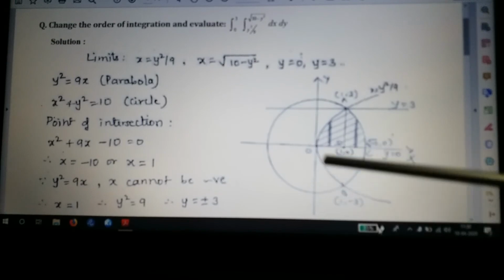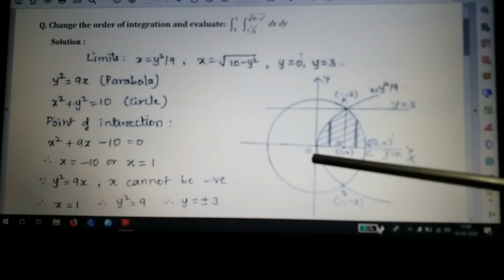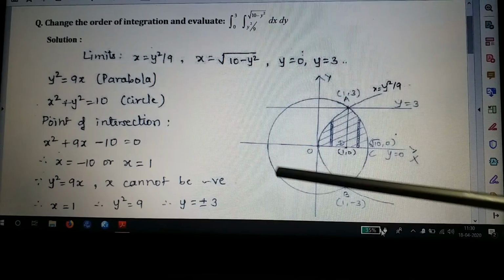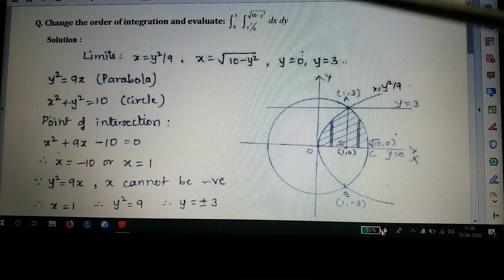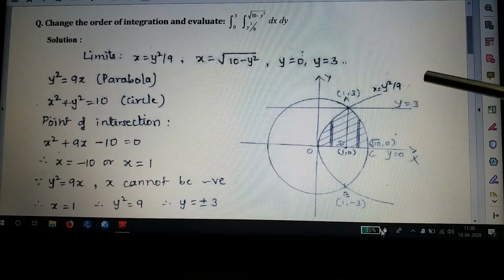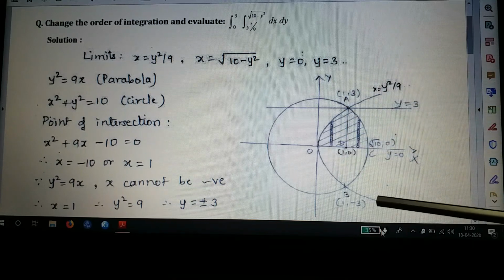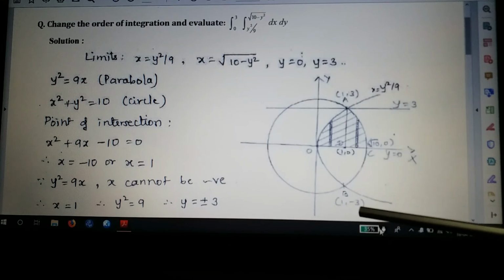Okay, for the figure, first of all, you will draw the x-axis, y-axis, and denote the origin by O. Now let us draw the circle. Center is origin, radius is root 10. So accordingly, we have drawn a circle. Now we have to draw the parabola. We know the parabola opens on this side and it intersects the circle at (1, 3) and (1, minus 3).